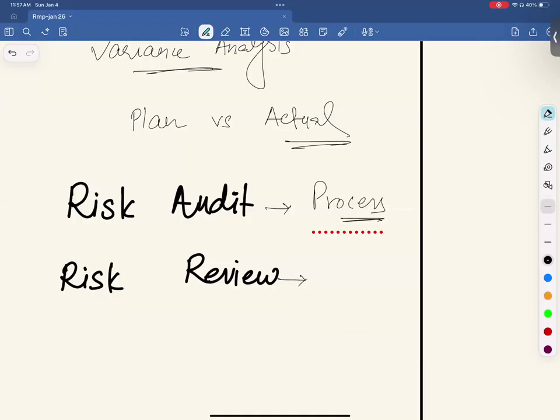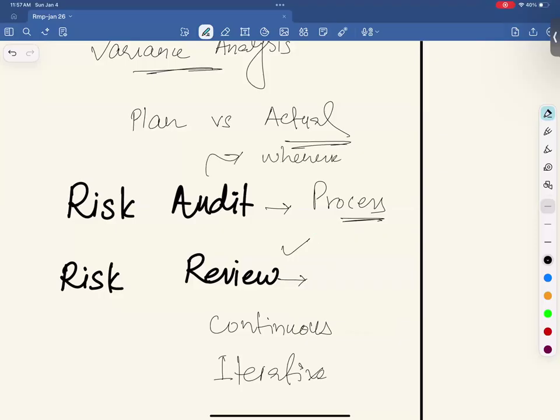You are reviewing risk data. Like, let's say you had 100 risks. How many risks do you have now? That's what we call risk review. Risk review is a continuous activity. You do it in an iterative manner. Risk audit, whenever it is needed, right? Whenever it is needed. So that's the difference between risk audit and risk review. Is it clear, everybody? Any confusion about it? It's clear.